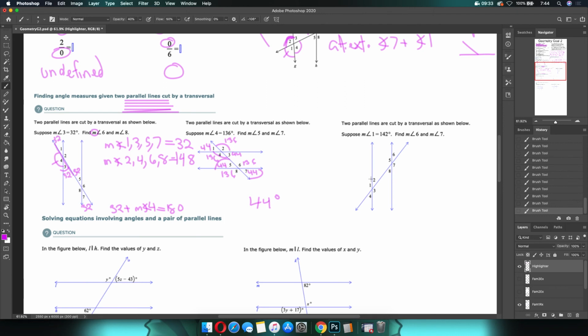Over here, the measure of angle 1 is 142. Okay, 142. Next up, what's this one? What is 180 minus 142? 38. Okay, I'm ready. So we want the measure of angle 6. The measure of angle 6 is 38. What's the measure of angle 7? The measure of angle 7 is 142. Boom, done, nice and simple.